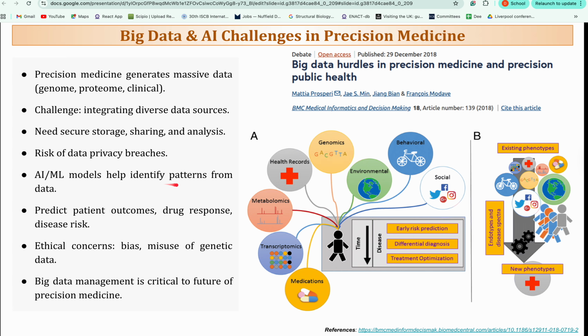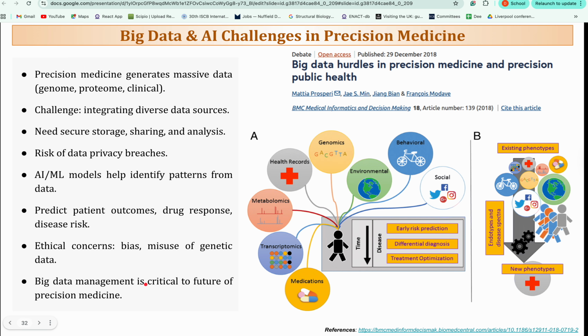So AI ML models help to identify the patterns from the data, because we have big data, we have a lot of data, and to analyze it for an individual is a very difficult task. So we can take the help of artificial intelligence and machine learning to analyze those patterns from the data and predict the outcome of the patient, drug response, and disease risk based on the already available information. It can model it. Ethical concerns are the bias, misuse of genetic data, and big data management is critical for the future of precision medicine.